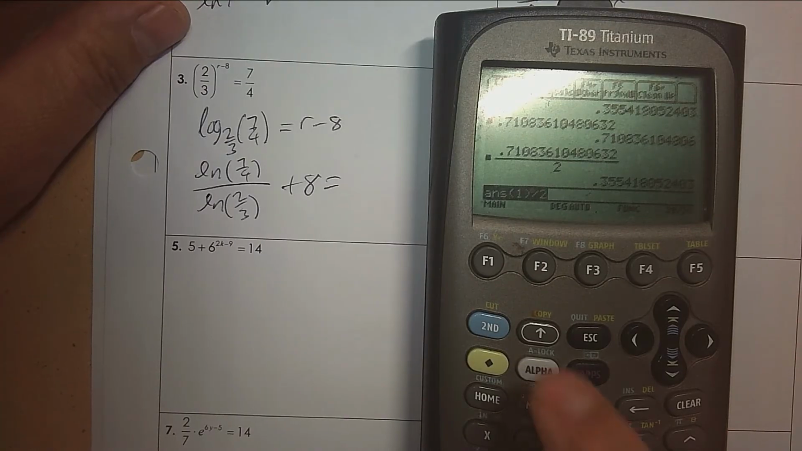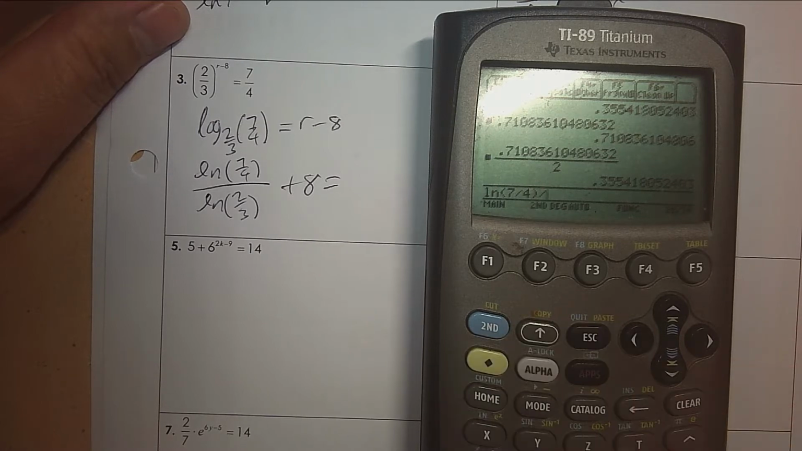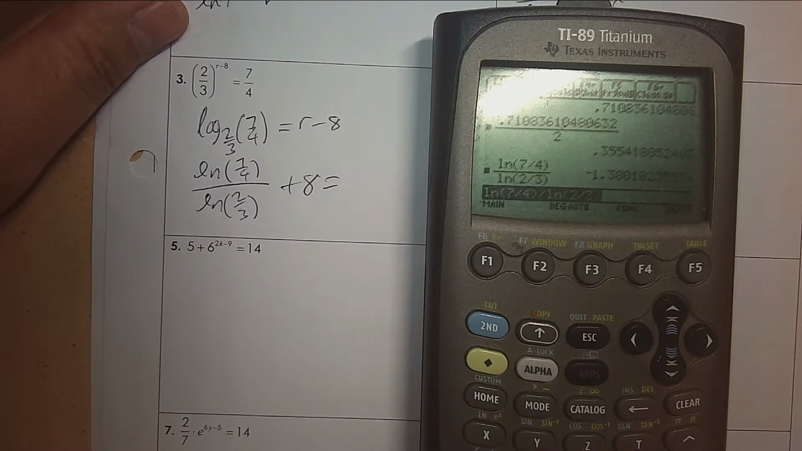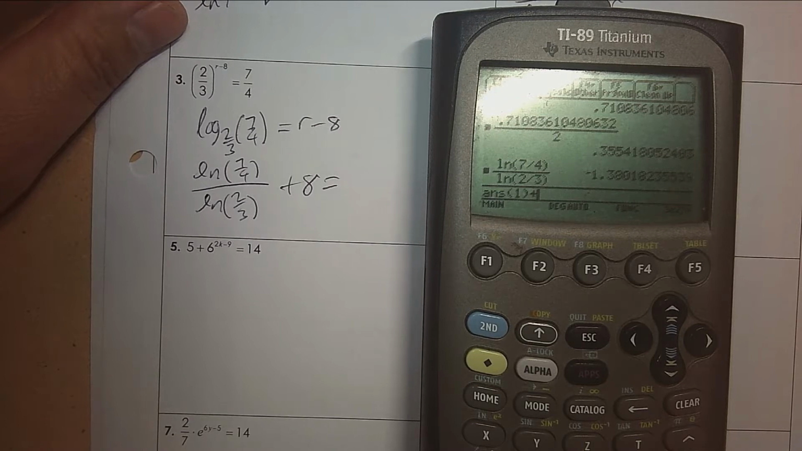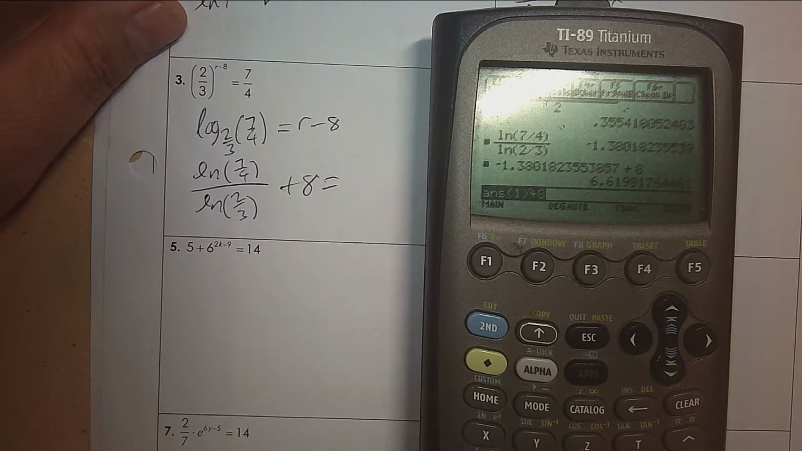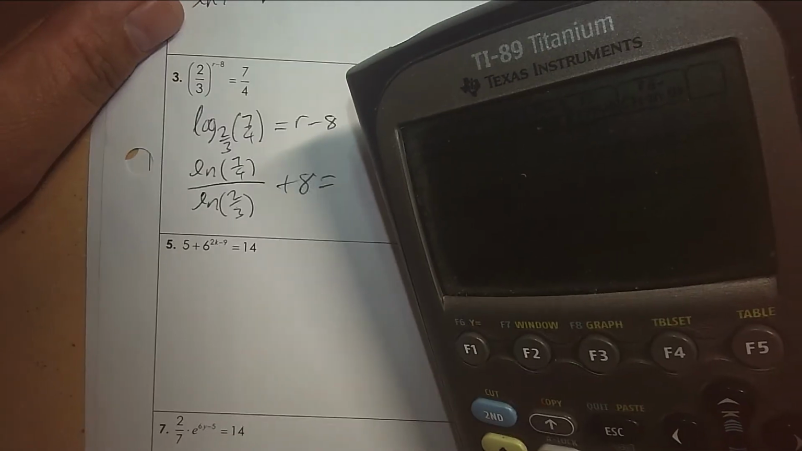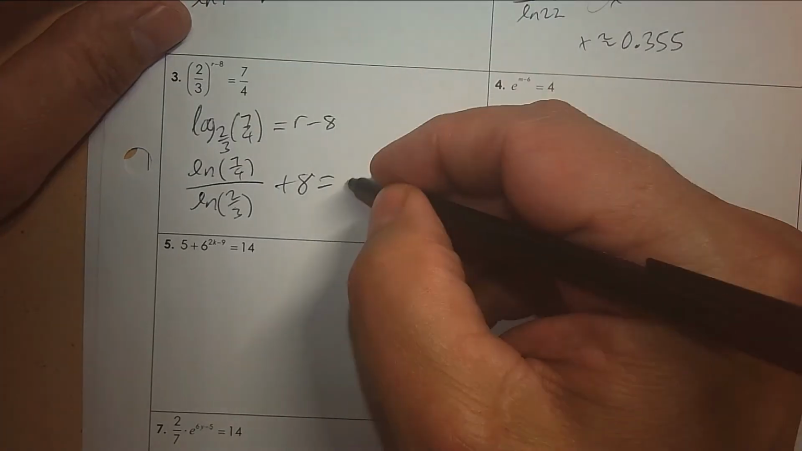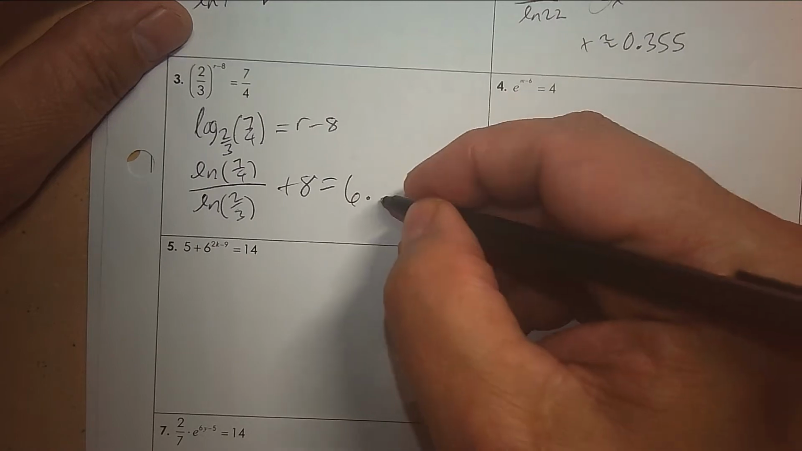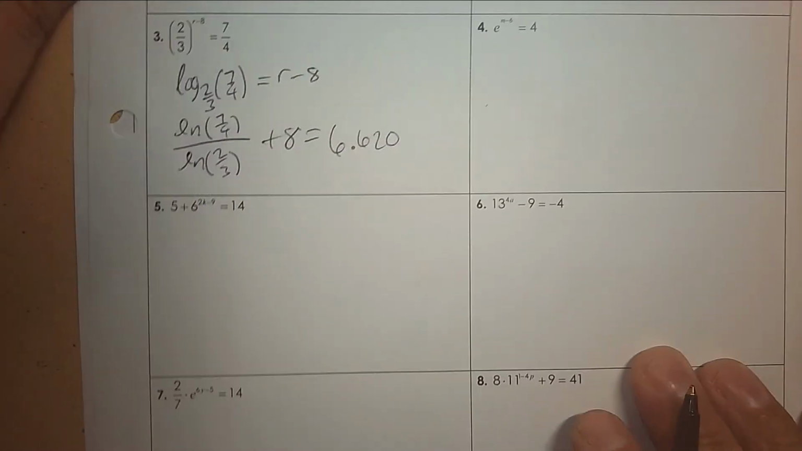So ln 7/4 divided by ln 2/3, and then to that answer I'm going to add 8. So it's 6.6198, like 6.620, I guess, if you go to 3 decimal places.